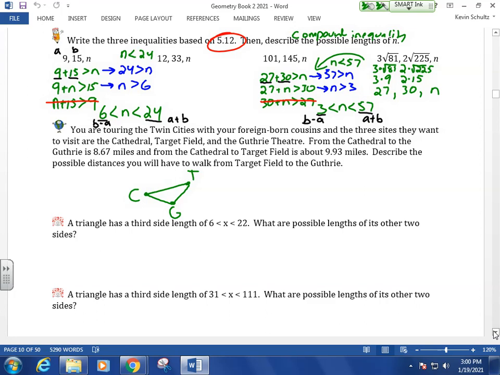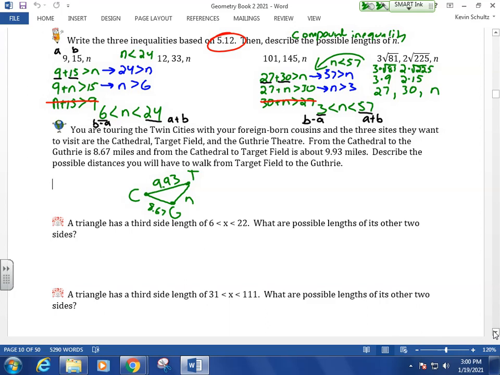So it says from the Cathedral to the Guthrie is 8.67 miles. So 8.67 for the Cathedral to the Guthrie. And then from the Cathedral to Target Field is about 9.93 miles. Okay, and the question is, describe the possible distances you will have to walk from Target Field to the Guthrie. We'll label that side N.